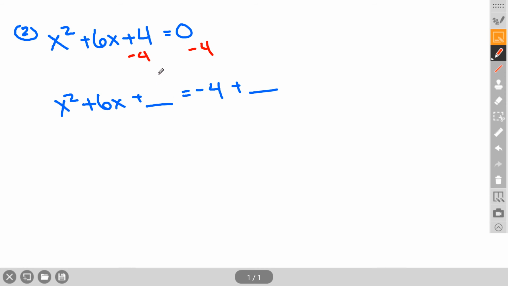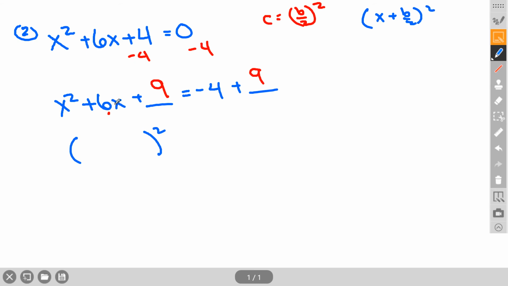To create a perfect square, we find this number by taking half of this term and squaring it. So half of 6 is 3. 3 squared is 9. Remember, that c is equal to b over 2 squared. I'm going to add 9 to the other side as well. This is a perfect square. Remember, it's in the form x plus b over 2 squared, half of the middle term, squared on the outside. Because both the factors of x squared plus 6x plus 9 are the same thing, they're both x plus 3. And on the right side, negative 4 plus 9, I have 5.